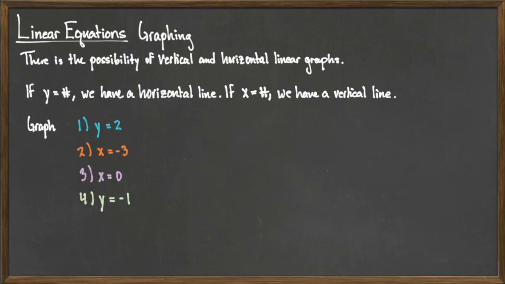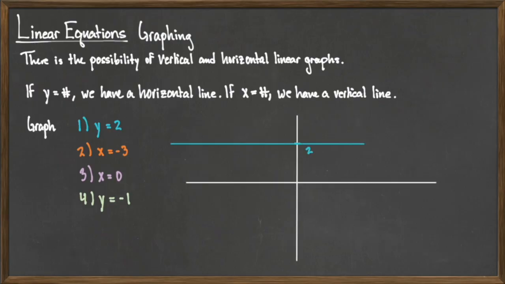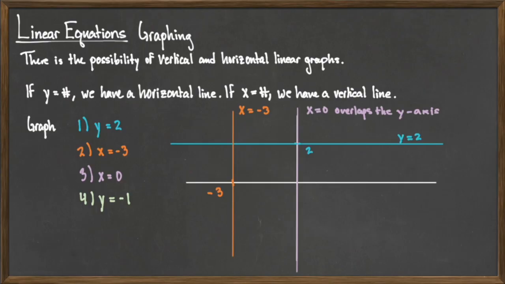The first one, y equals 2, says that I have a horizontal line at the y value of 2. So let's sketch that out. The second one, x equals negative 3, says I have a vertical line at the x value of negative 3. The third, x equals 0, says that I have a vertical line at x equals 0, and this just so happens to overlap with the y-axis completely. And the fourth, y equals negative 1, says I have a horizontal line at the y value of minus 1.